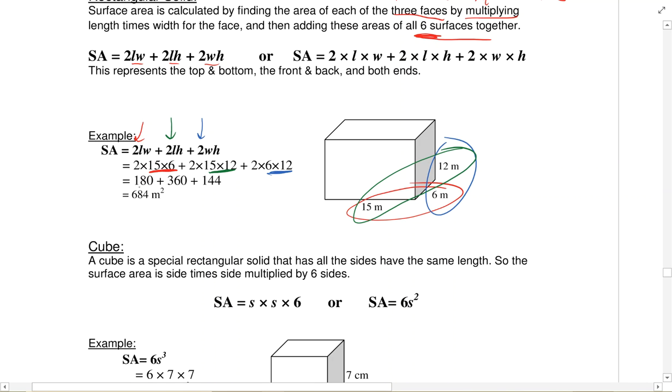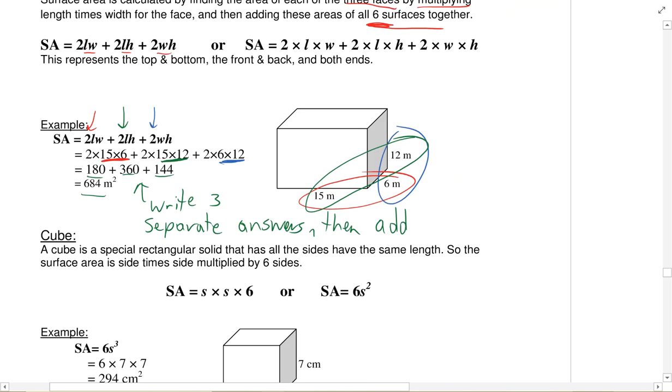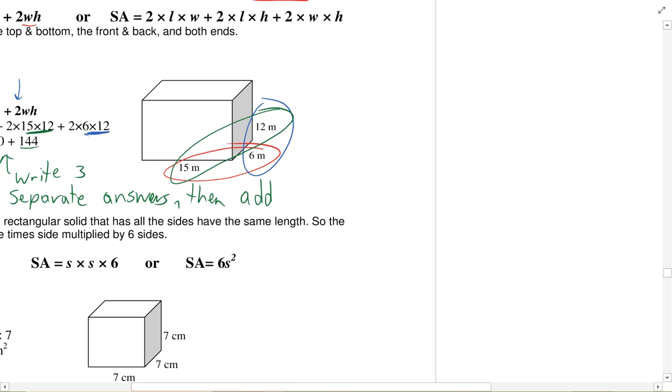So then once you get your 3 separate answers that you write down, you add them together. Okay, so what you want to do is you want to make sure you write the 3 separate answers, then add it together. Okay. Now, how I show my work, I like to show a little bit different. So this is what I do for surface area.